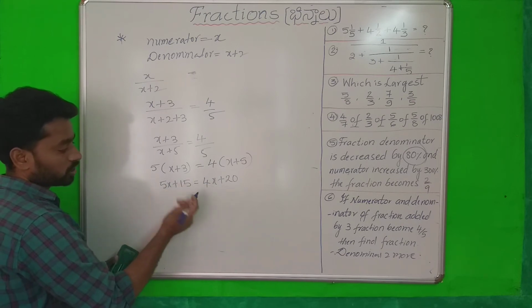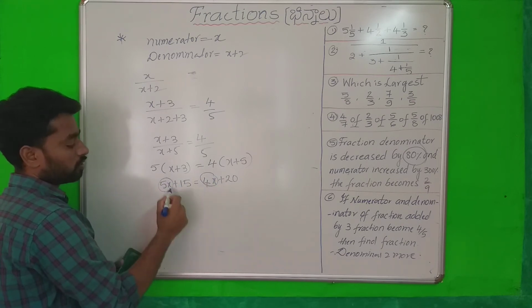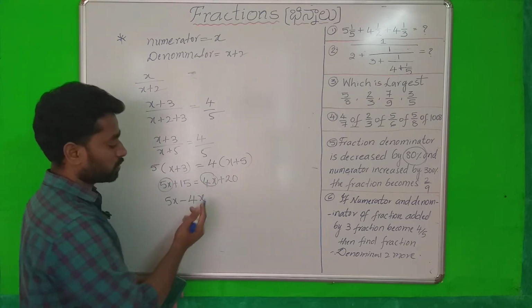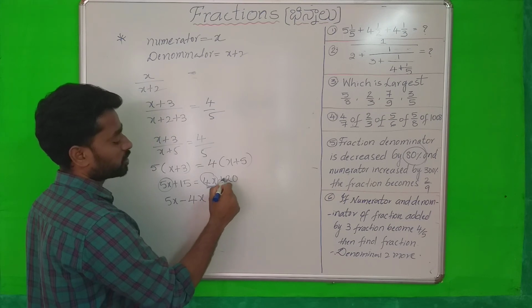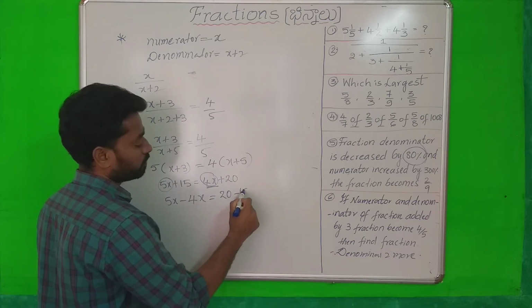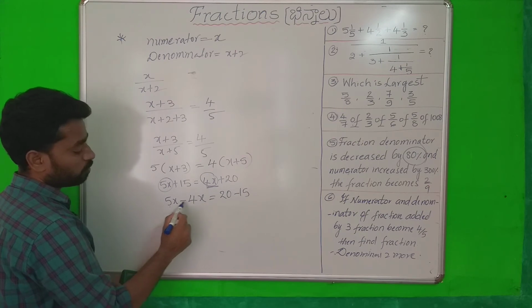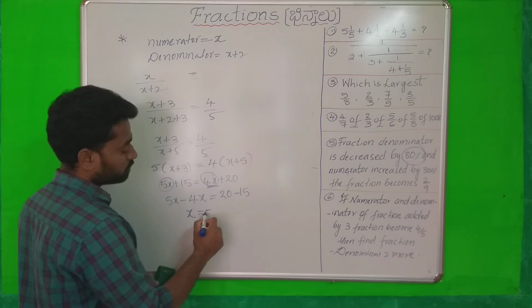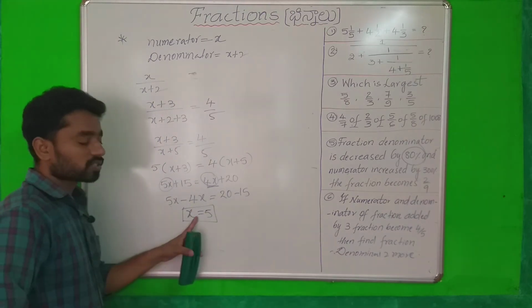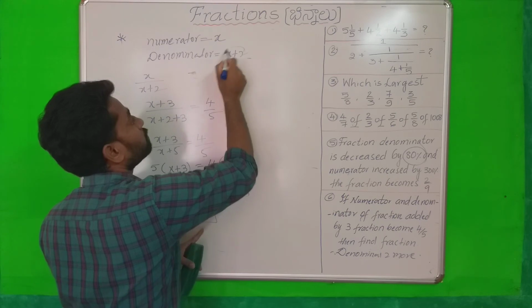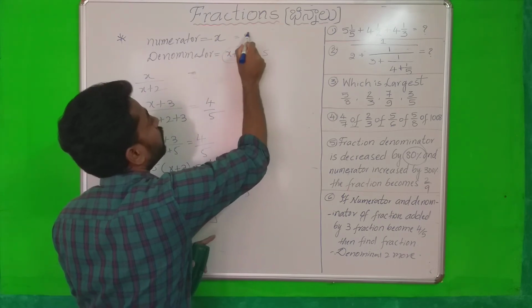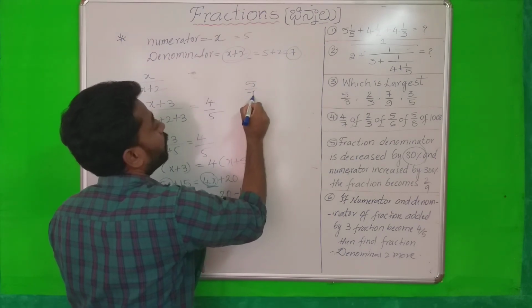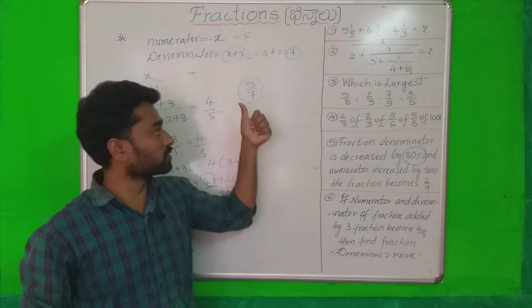Now do the transposing. Variable terms on the same side, the LHS, so 4x transposed becomes minus 4x. The sign changes because it is in addition form. So 20 minus 15, 15 transposed becomes minus 15, 5x minus 4x is 1x, no need to write 1, this is x, and 20 minus 15 is nothing but 5. So x is equal to 5. Then x plus 2 means 5 plus 2, which is 7. Then the fraction is 5 by 7. This is the fraction.